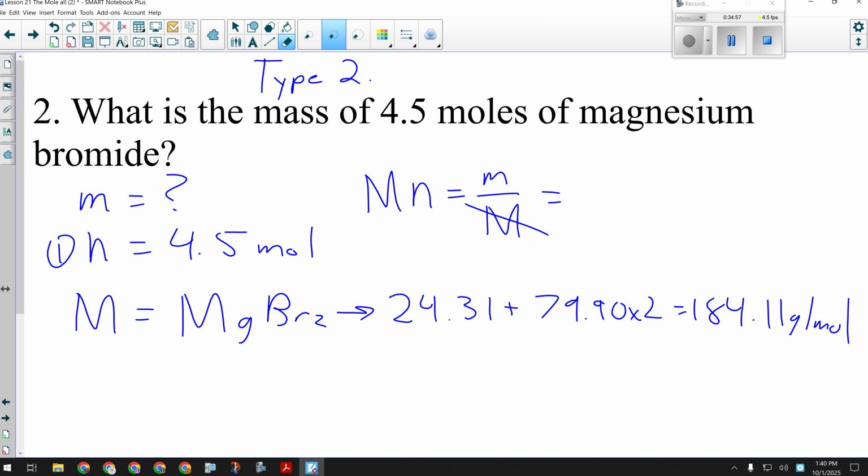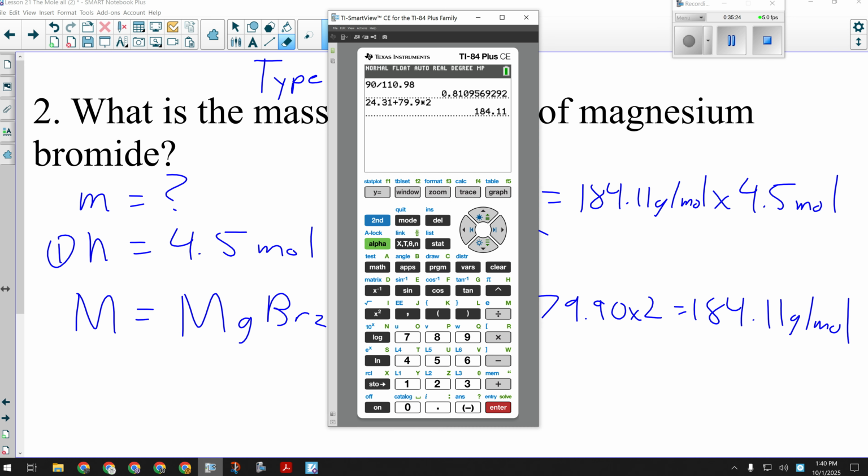Or if you just plugged in the numbers and went 184.11 grams per mole times 4.5 moles. Now I've got moles on the top, moles on the bottom. When I multiply those, the moles are going to cancel, and I'm going to be left with grams, because that's what mass is measured in. I should get grams for my number. So take my 184.11 and multiply it by n, 4.5. Okay, so I have 828, we'll round to 2 decimal places, 0.50 grams.